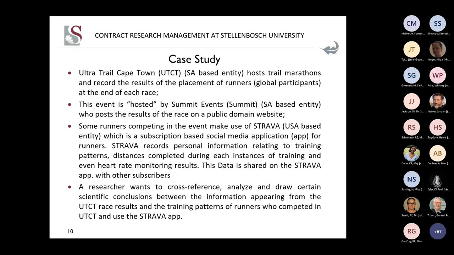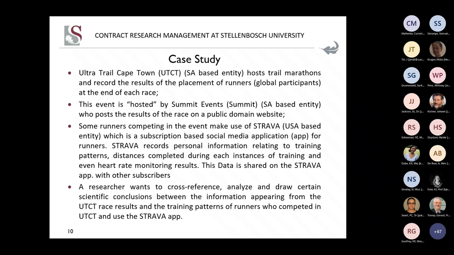One of the other factors to take into account for purposes of the case study is that some of the runners competing in the event also make use of Strava. Well, Strava is a subscription-based social media application for runners. And by way of your subscription, you have access to an app that records your personal information relating to training patterns, distances, your geographic location in some instances, how quickly you finish your 5-kilometer run, for example, and it even takes your heart rate to the extent that you've got one of these smartwatches. So this data is then in turn shared with the other subscribers to the Strava app.